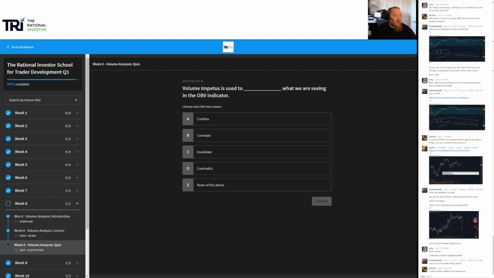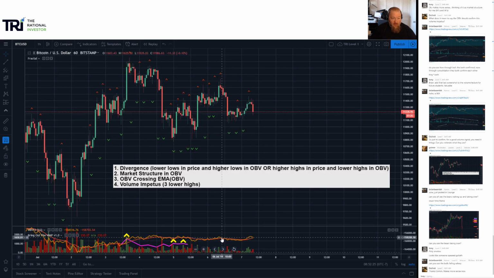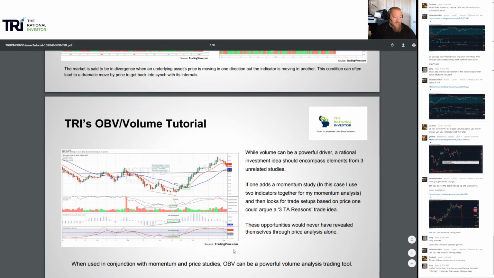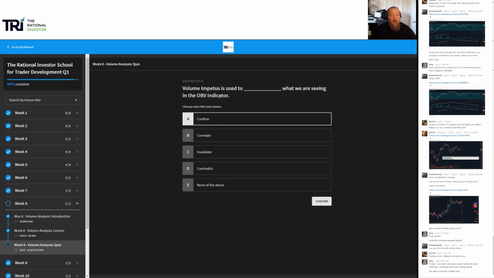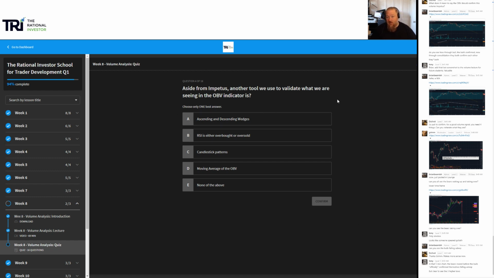On my study, I changed that to orange. It's blue, I think, in the examples we have here. Okay, volume impetus is used to confirm what we are seeing in the OBV indicator. Because you will occasionally get M's or W's in the OBV indicator, and you look at volume impetus, and it's totally backwards. You're like, no, there's no way that signal can be valid because we're seeing more and more volume moving against it.